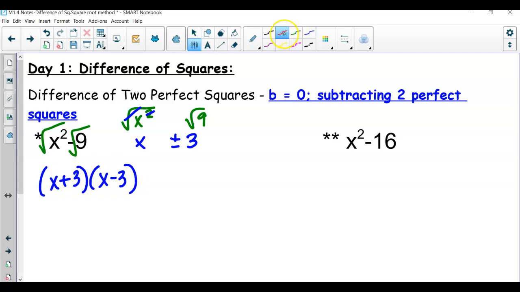So same thing here. Is 16 a perfect square? Absolutely, because the square root of 16 is not just 4, but positive negative 4. So if you were to write this in factored form, my difference of squares, you have x plus 4 times x minus 4.